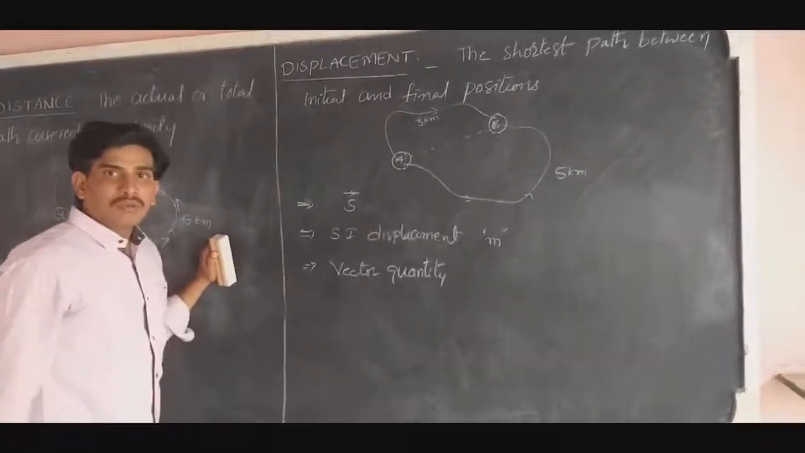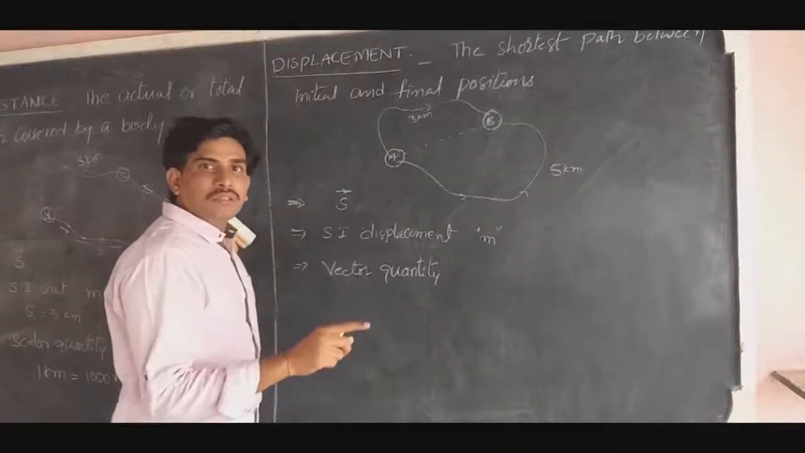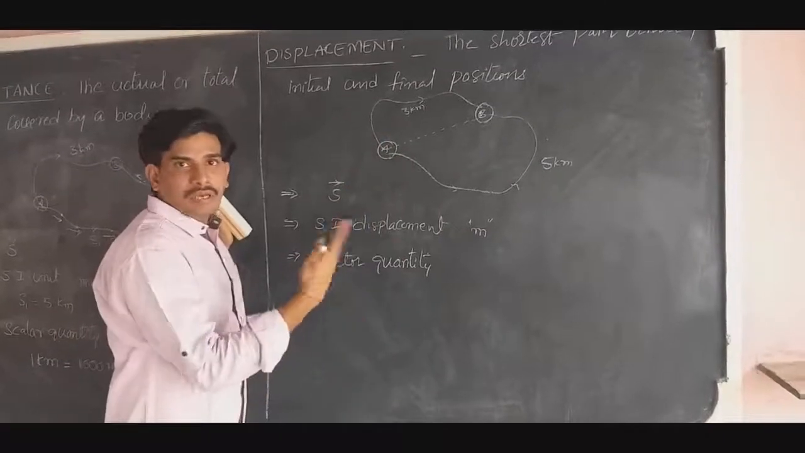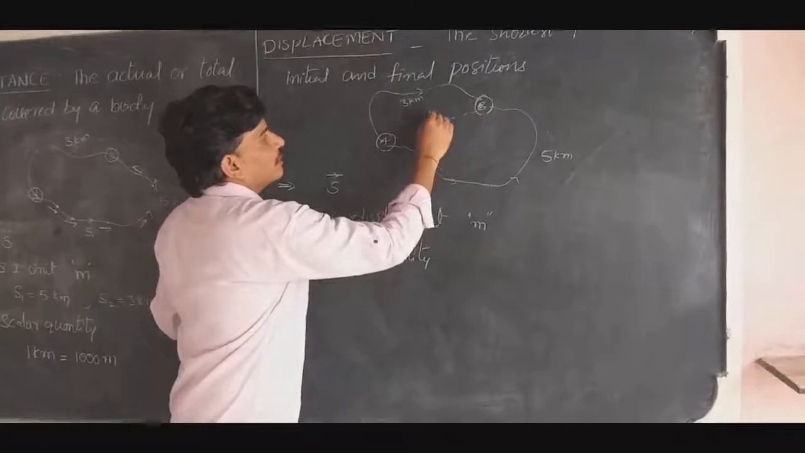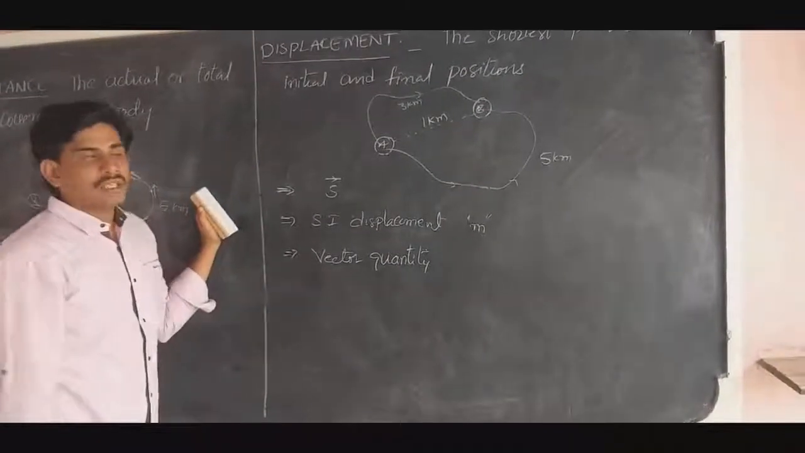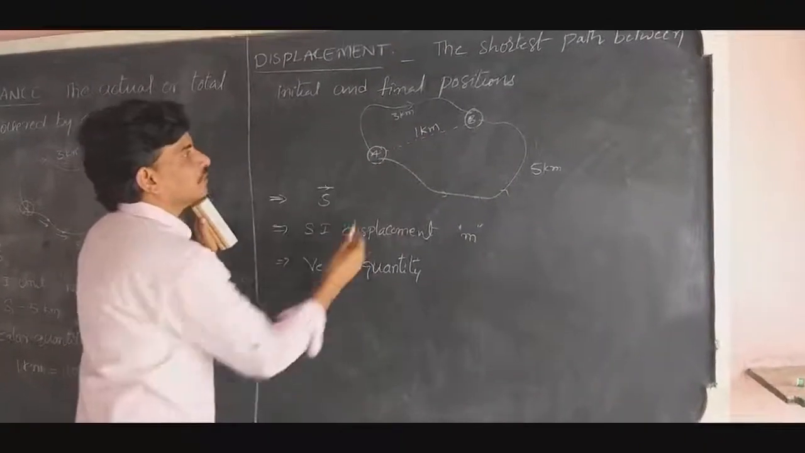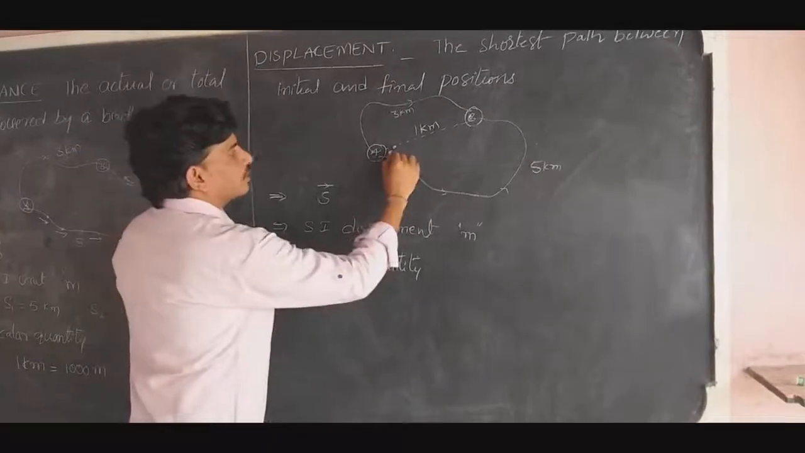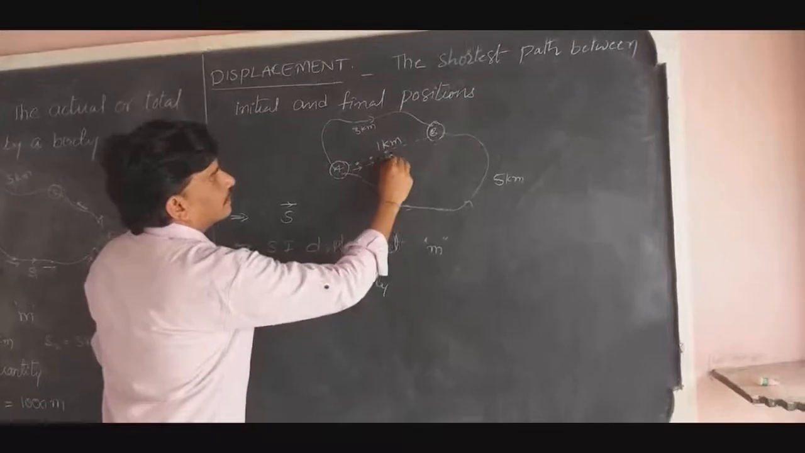How is it a vector quantity? As we discussed, if it is a vector, it should have at minimum two things: it should have magnitude, and it should have direction also. For example, from here to here, the shortest path may be maybe 1 kilometer only. So that means it has magnitude. And what about the direction? If you take the position of the object here, what is the direction? Yes, this is the direction. And here, this is the direction. And here, this is the direction.